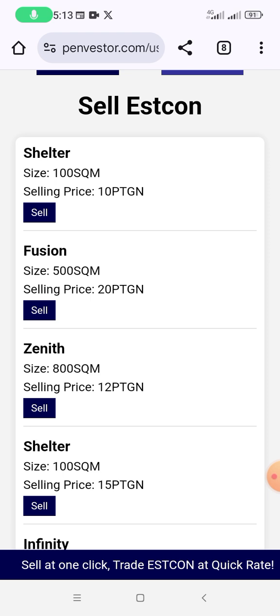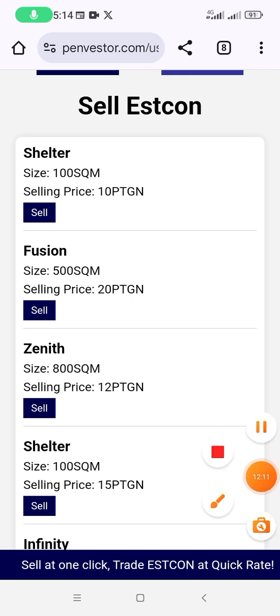Okay, imagine a person saying that he's buying, because this is sell, that he's buying 100 SQM of Sheta ESTCON at 10 PTGN. If I have Sheta ESTCON, I'll just click on sell and sell my 100 SQM to him. If I don't like 10 PTGN, I will not sell to him, because that 10 PTGN is kind of poor. But another broker might like that particular rate and he will sell to him. You understand? So that is the faster and easier way to buy and sell your ESTCON for profit.